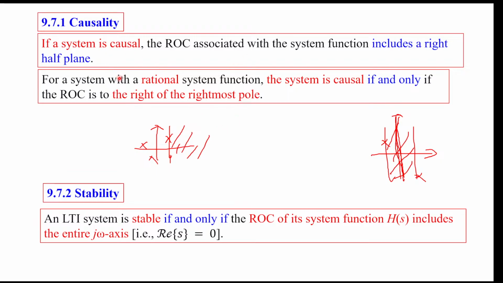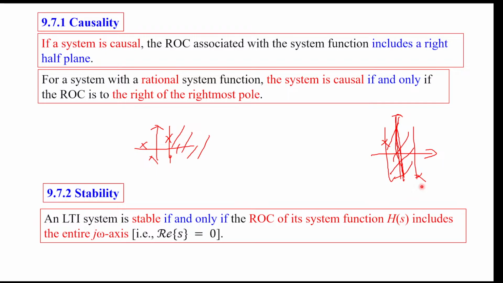But certainly, for causality, there is this catch that this is only a one-way direction. So if it's causal, then the ROC is right-sided. And we have seen a counterexample where the ROC is right-sided but the system is not causal, because the system is not rational. So we need to be a bit careful here. But we'll mostly stay with rational functions. So for rational functions, causality means right-sided ROC, and stability means containing the jω axis.